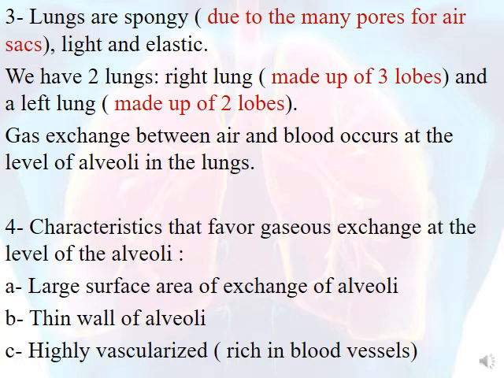So, lungs. Lungs are spongy. Why? Due to the many pores for air sacs. They are light and they are elastic. As you know, we have two lungs, the right lung and the left lung. The right lung is made up of three lobes, whereas the left lung is made up of two lobes.